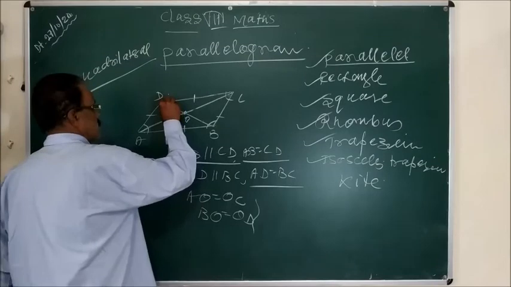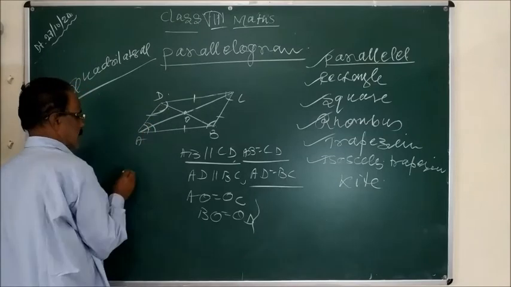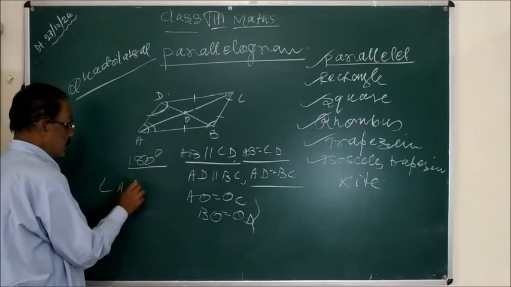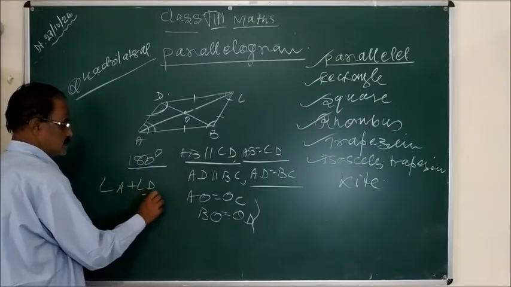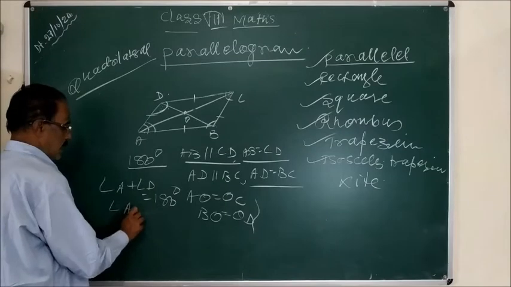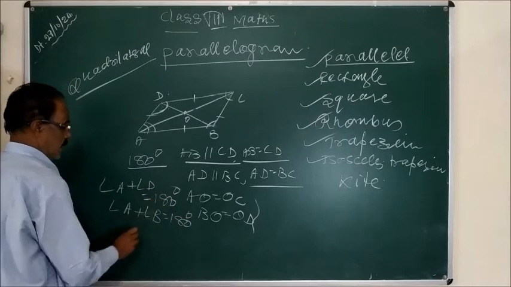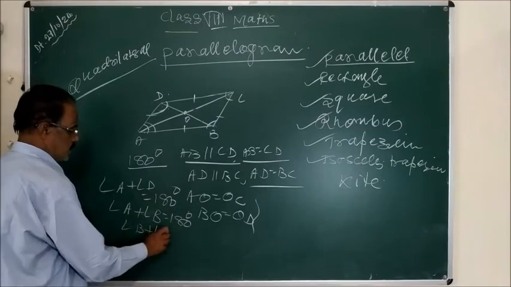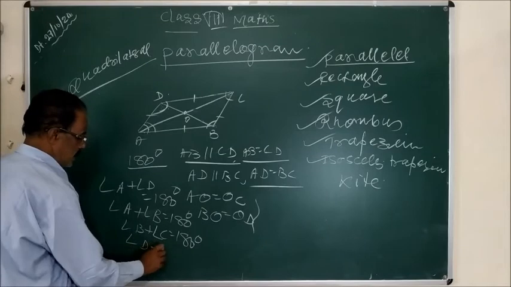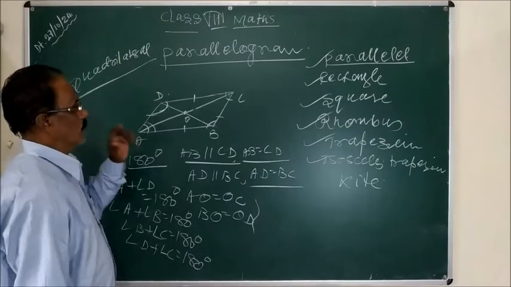And another property is the sum of two adjacent angles is 180 degrees. That is, angle A plus angle B are adjacent angles. So remember. Similarly it can be here too. Angle A plus angle B is equal to 180 degrees. It can be others too. Angle B plus angle C is equal to 180 degrees. And angle D plus angle C is equal to 180 degrees. So these are properties of a parallelogram.